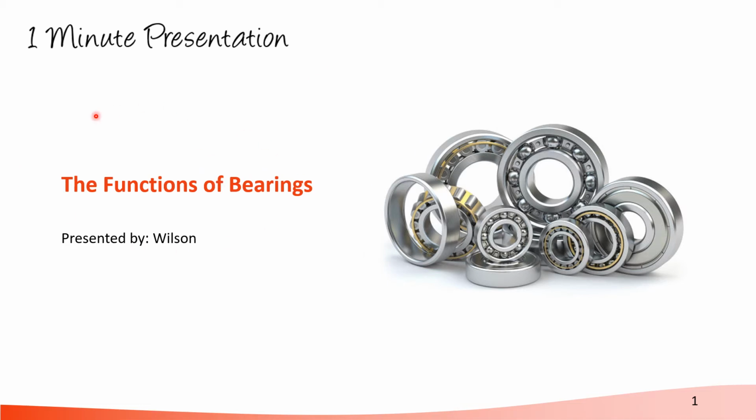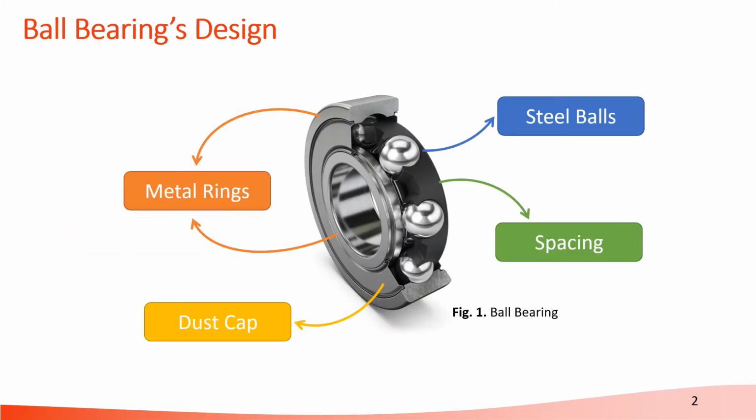Today I'm going to share a 1-minute presentation about the function of bearings. Before I introduce the purposes of ball bearings, I will start by talking about their design. As you can see in the picture, a ball bearing has an outer metal ring and an inner metal ring, which connect to two moving parts.